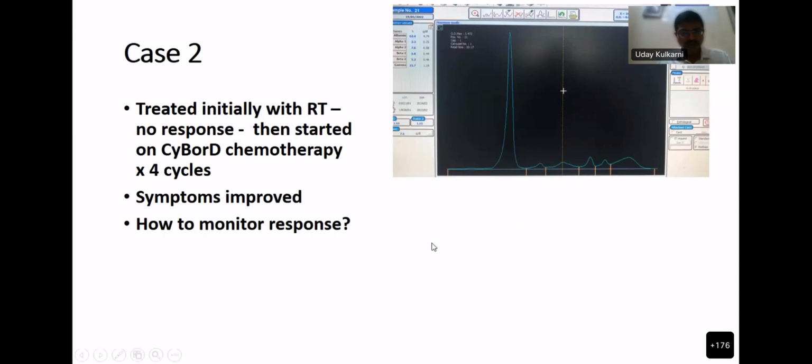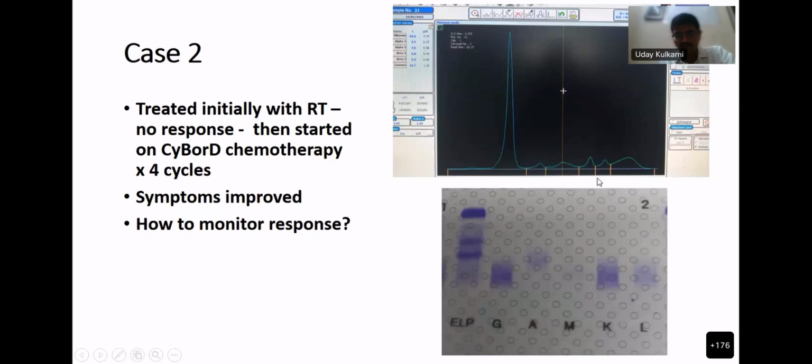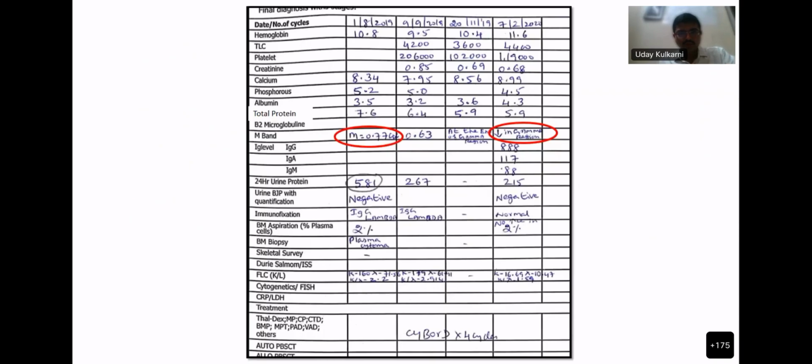So the monitoring was done by, there are different ways of monitoring this. You can monitor it using EMG NCV, or do a protein electrophoresis. Here we did the serum protein electrophoresis, and the M band disappeared. The immunofixation and the serum protein electrophoresis essentially showed disappearance of the abnormal protein which was there before. So essentially after the chemotherapy, the M band from 0.77, there was decrease in the gamma region, and the immunofixation from IgG lambda became negative.